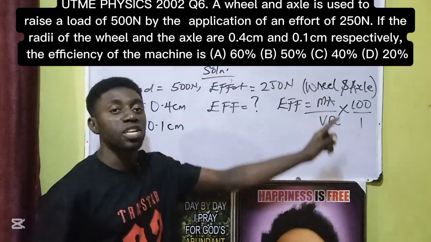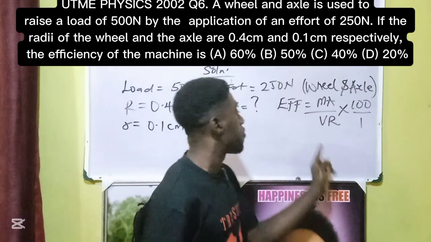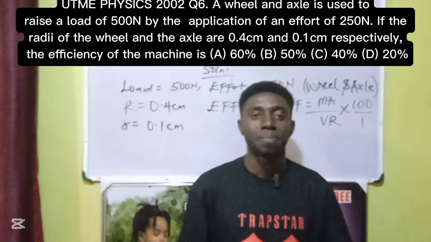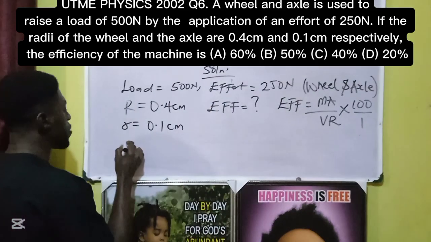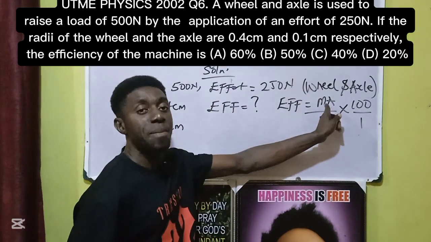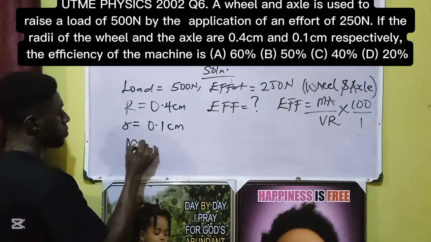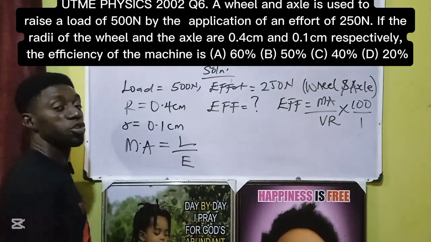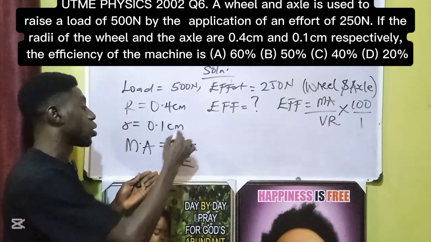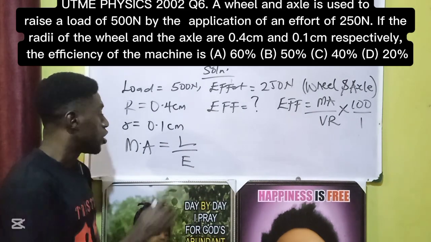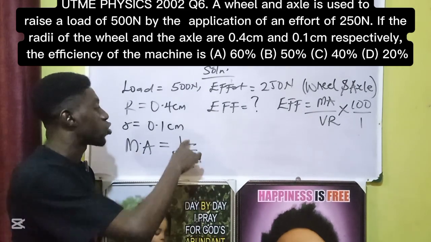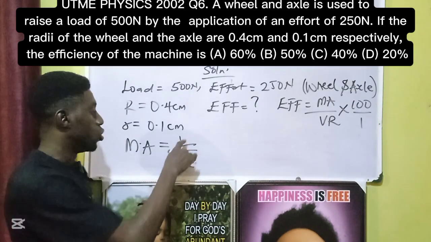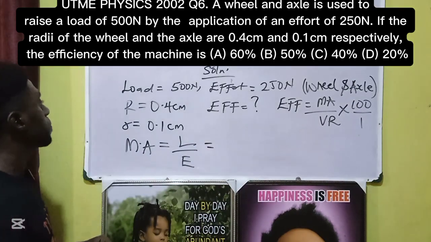MA is the same for all machines, but VR will differ with a particular machine. So let's get MA first. To find MA, mechanical advantage, we apply the formula load over effort. It's also called the force ratio because load and effort are forces. This is what you apply, effort. This is what comes out, what you want to carry, load. Okay, let's find out MA.